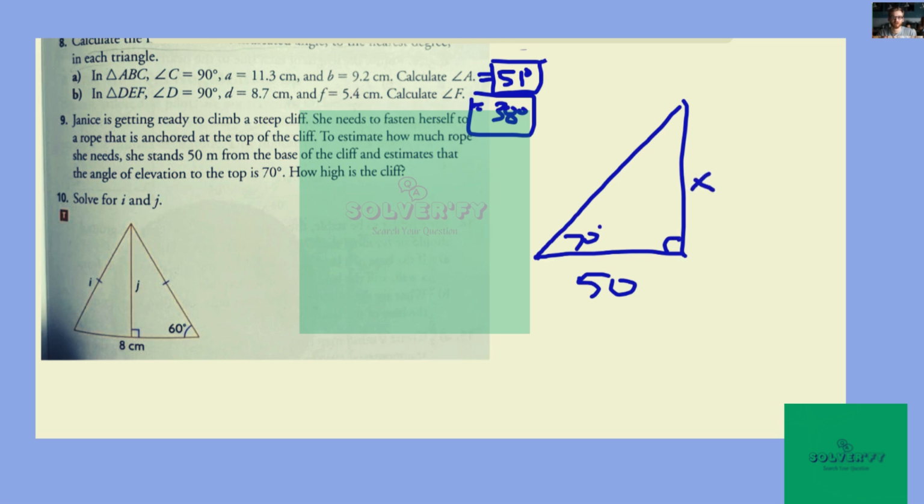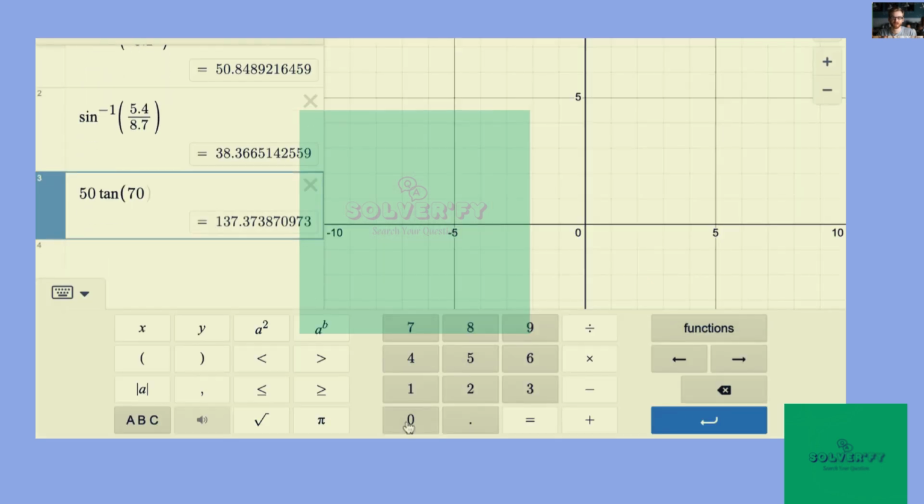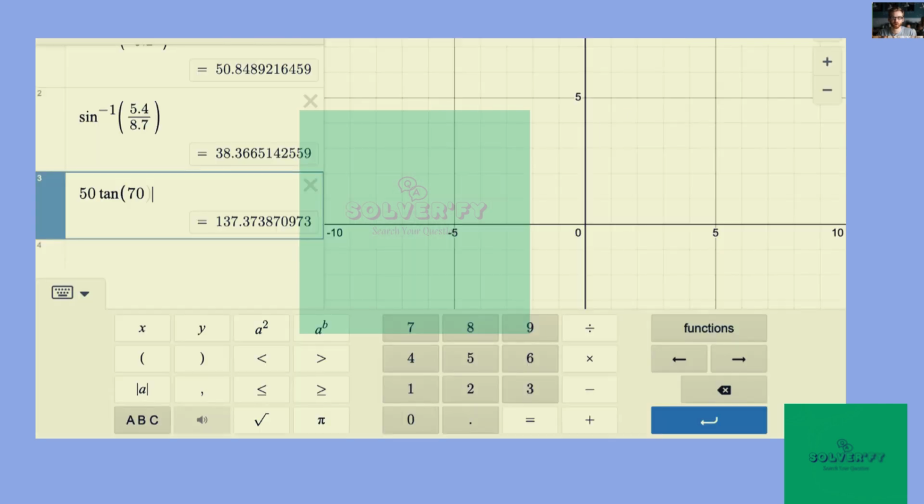Well, from the angle of elevation, we've got the opposite and adjacent. We're back to tangent, which is opposite over adjacent. So the tangent of 70 degrees equals opposite over adjacent. Multiply both sides by 50, and you have the height: 50 tangent 70, which is about 137. It doesn't say what units, so we'll estimate 137 feet, or 137 meters.